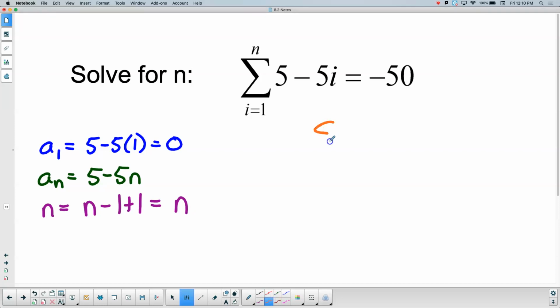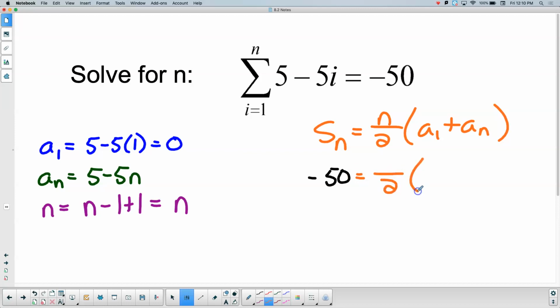The sum formula? Yes. n over 2 times a sub 1 plus a sub n. So what's my sum? It's negative 50. What's my number of terms? I think it's just n. What's my first term? 0. What's my last term? I think it's 5 minus 5n.